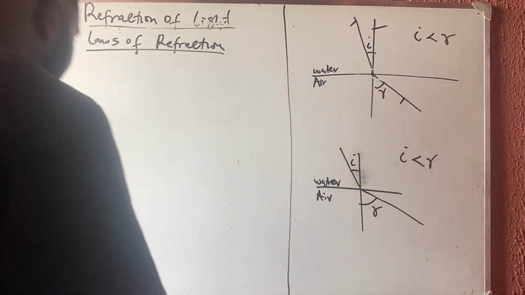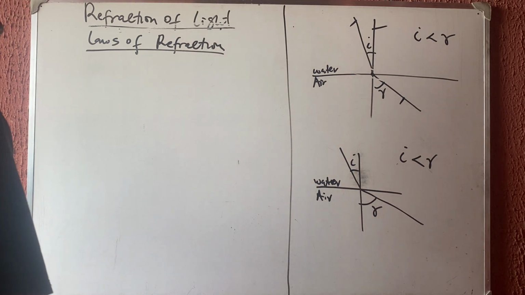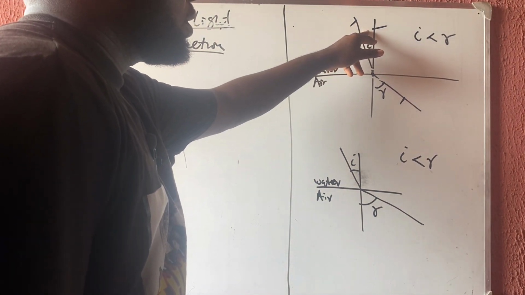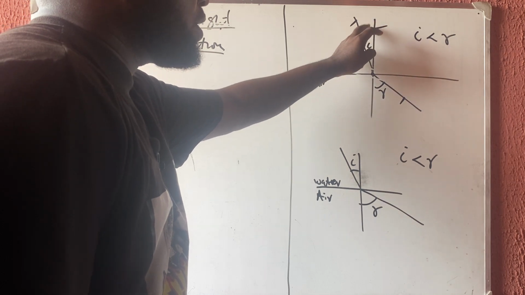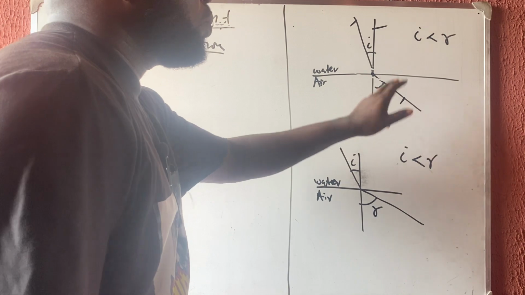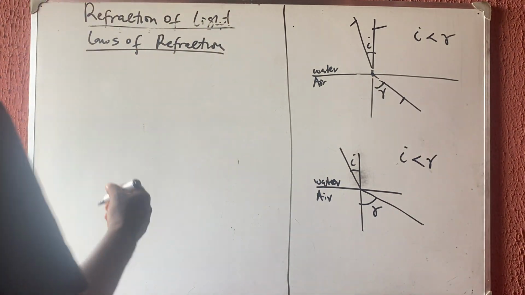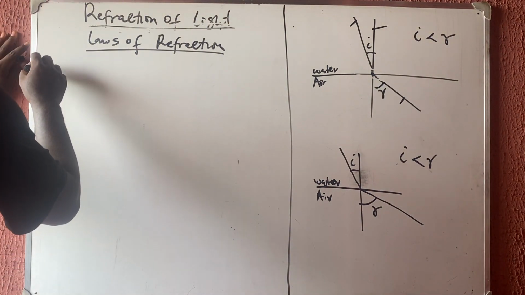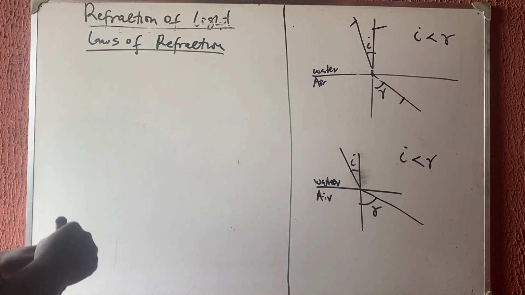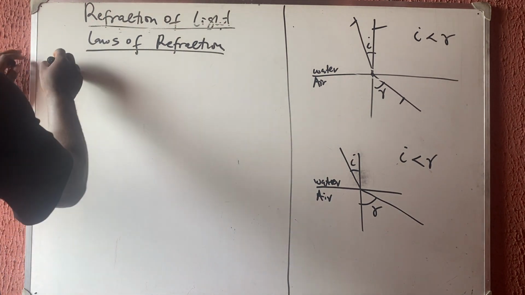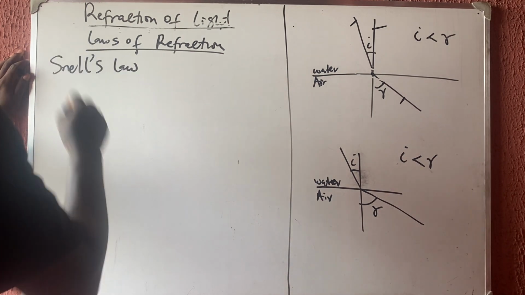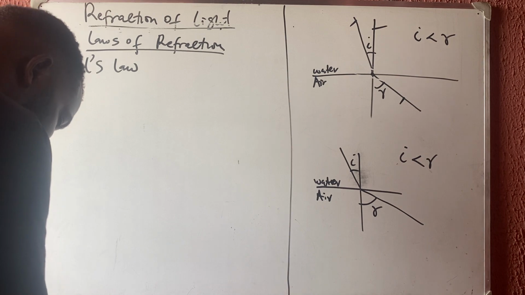So the second law says that the ratio of the sine of the angle of incidence to the sine of the angle of refraction must be a constant. And we call that second law Snell's law. So the second law of refraction is called Snell's law.